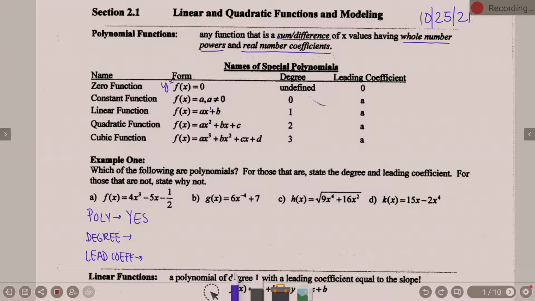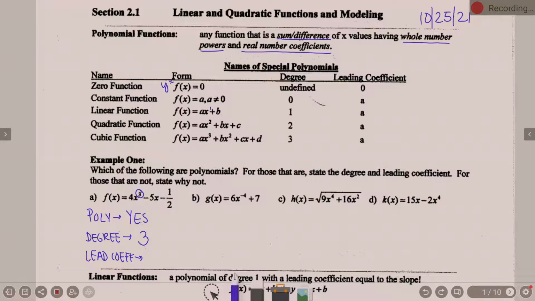Degree. What are your thoughts on the degree? 3. My highest power is 4x to the third. So this is a degree 3. If we had to give a word, we could say that this is a cubic, right?